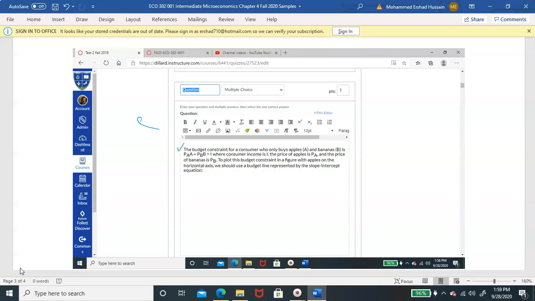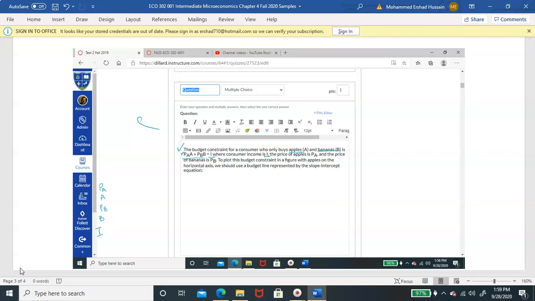The budget constraint for a consumer who only buys apples and bananas is this one: PA times A, the price of apples times the quantity of apples she is buying, plus PB, the price of bananas, times B, the quantity of bananas she will buy, equals I, where consumer income is I. So we have those 5 variables, right?